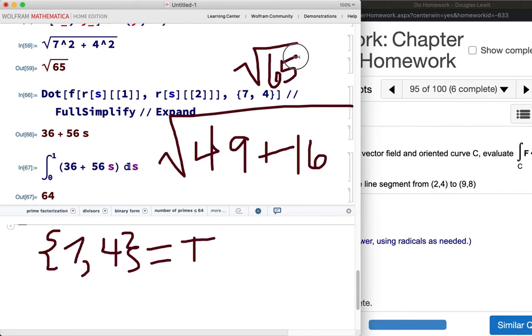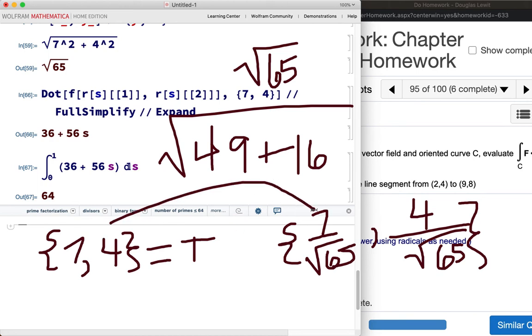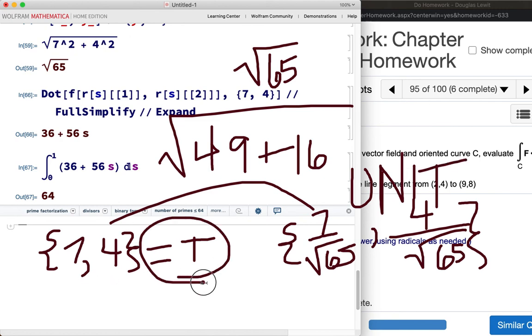So then if I did this, I'm running out of space here. If I did this, 7 divided by the square root of 65, and then 4 divided by the square root of 65. These two vectors here are very, very similar, but the difference is this is a unit tangent vector, whereas this is not.